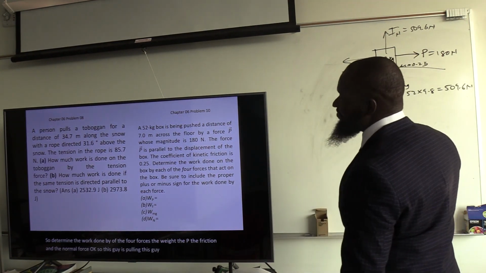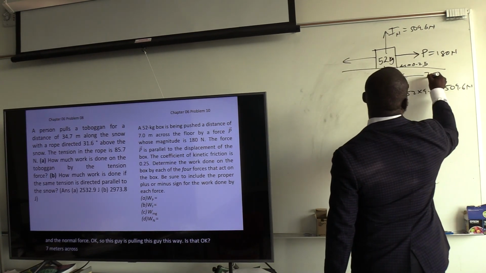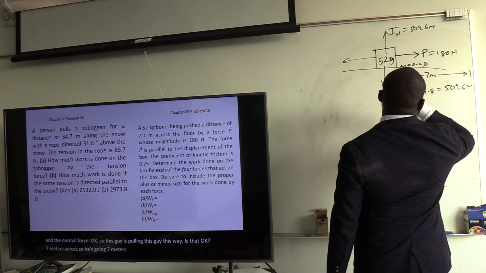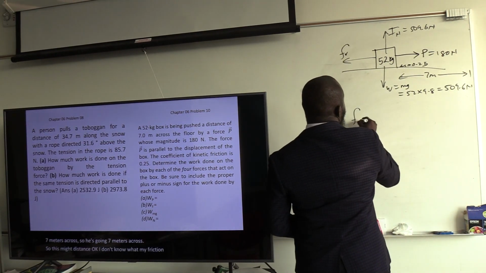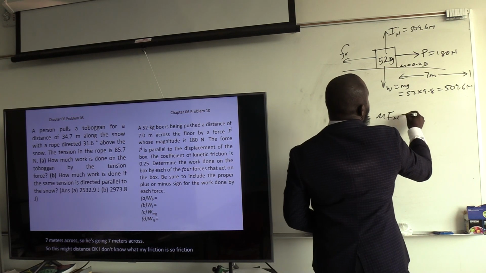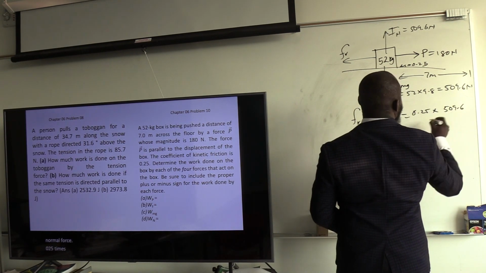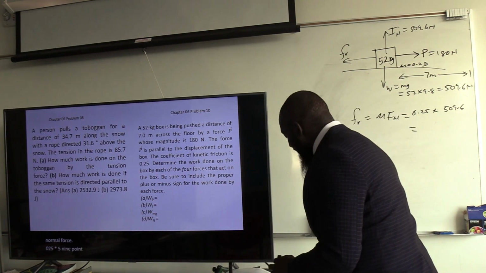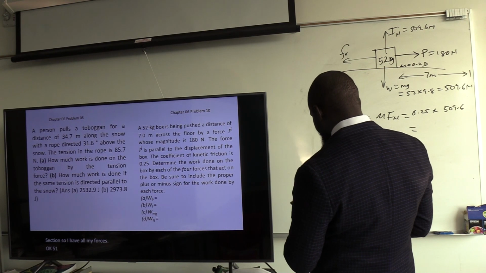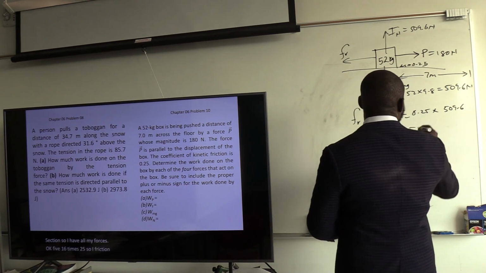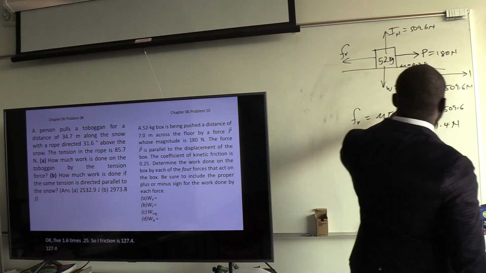So this force is pulling the box this way. Is that okay? 7 meters across. So it's going 7 meters across. So this is my distance. Okay. Well, I don't know what my friction is. So friction is mu times the normal force, 0.25 times 509.6. That gives me my friction. So I have all my forces. Okay, 509.6 times 0.25. So my friction is 127.4 newtons. So what is the work done by P?